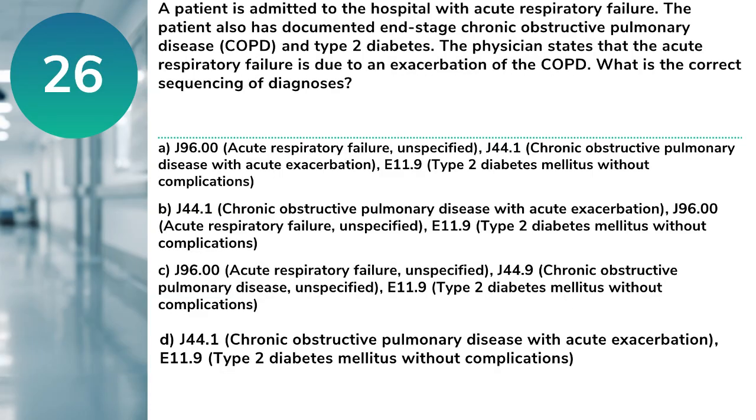Question 26. A patient is admitted to the hospital with acute respiratory failure. The patient also has documented end-stage chronic obstructive pulmonary disease, COPD, and type 2 diabetes. The physician states that the acute respiratory failure is due to an exacerbation of the COPD. What is the correct sequencing of diagnoses? A. J96.00, acute respiratory failure, unspecified, J44.1, chronic obstructive pulmonary disease with acute exacerbation, E11.9, type 2 diabetes mellitus without complications.